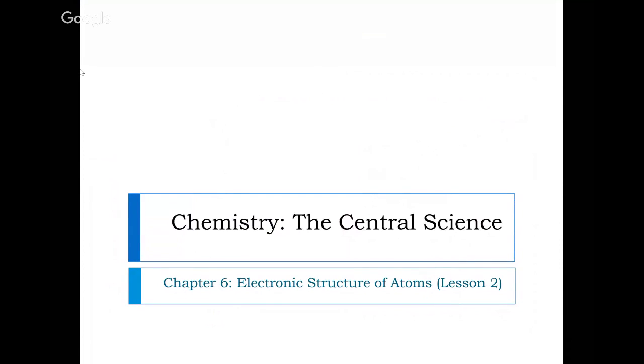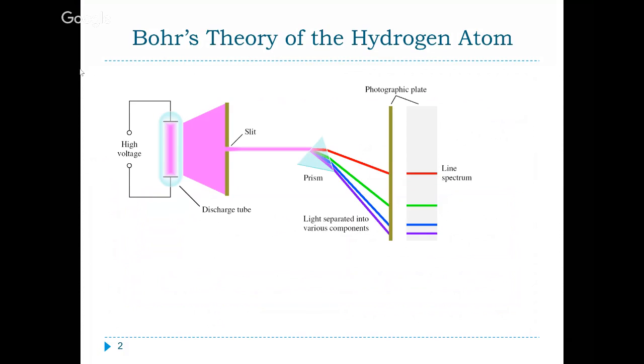Chemistry, the Central Science, Chapter 6, Electronic Structure of Atoms, Lesson 2. So let's talk about Bohr's theory of the hydrogen atom.